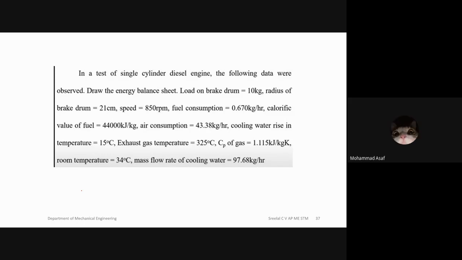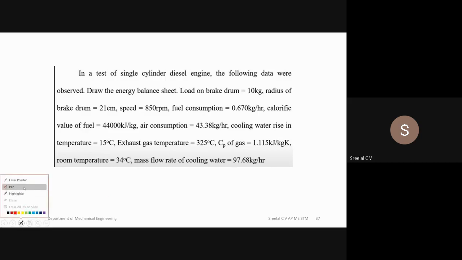Yes, sir. Okay, so ഇവിടെ എന്താ പറഞ്ഞിരിക്കുന്നത്? In a test of a single cylinder diesel engine, the following data were observed. Draw the energy balance sheet. Load on the brake drum is 10 kilogram. Radius of brake drum is 21 centimeter. Speed equal to 850 rpm. Then fuel consumption is 0.670 kilogram per hour. ഇവിടെ അവറാണ് തന്നിട്ടുള്ളത്.